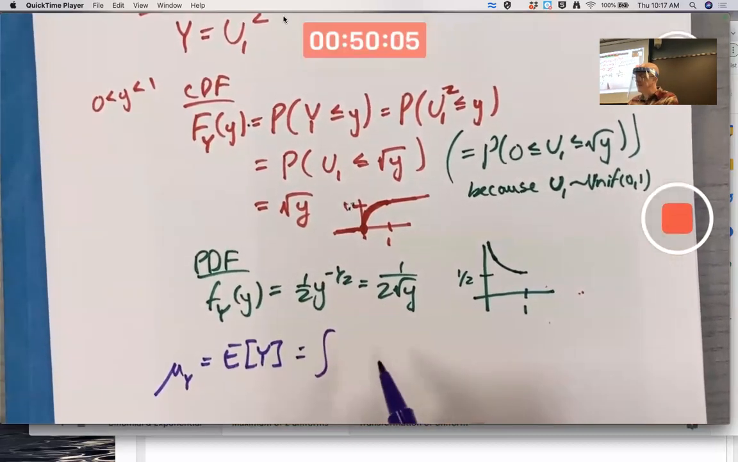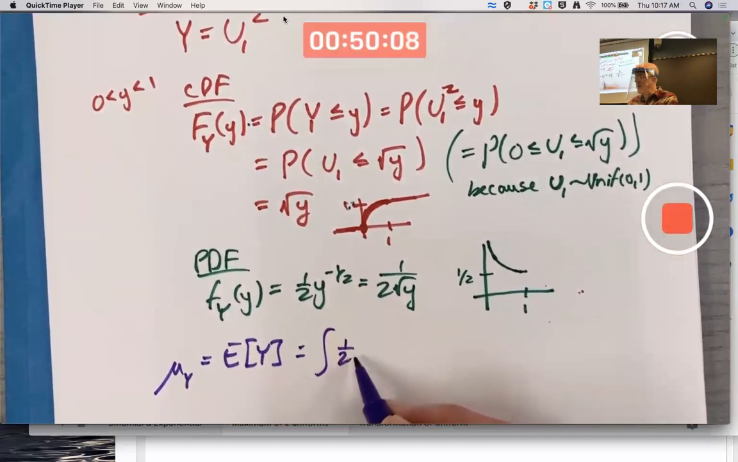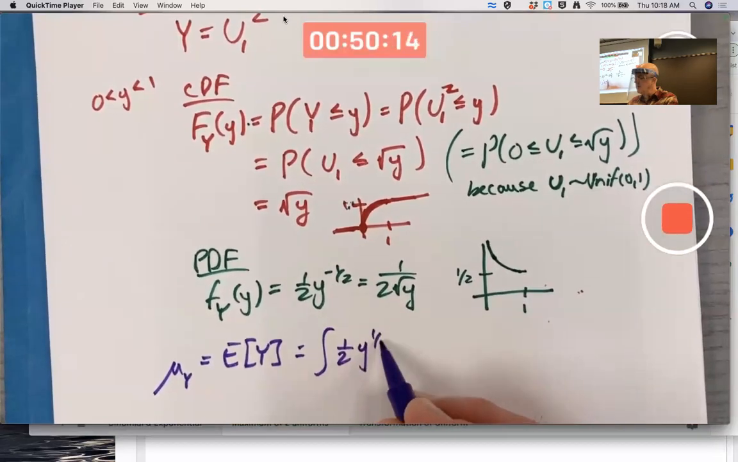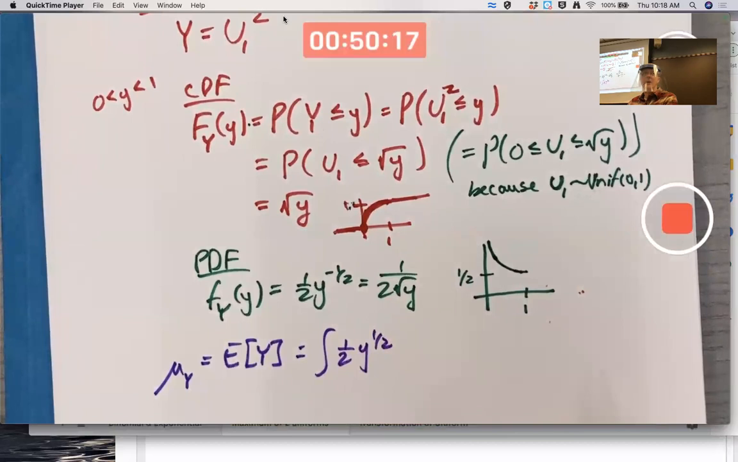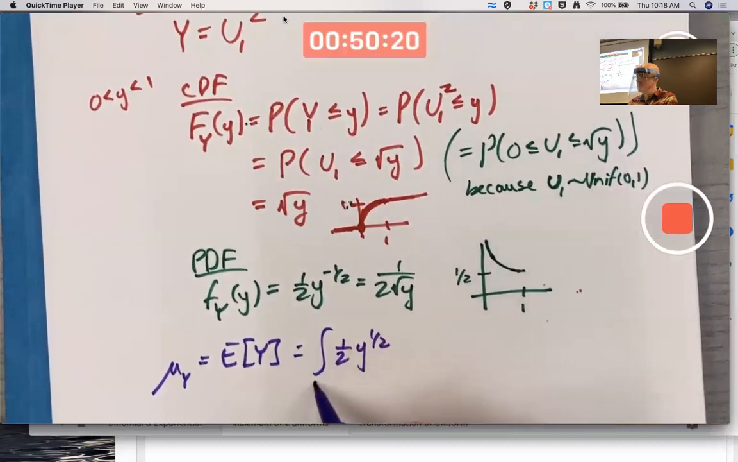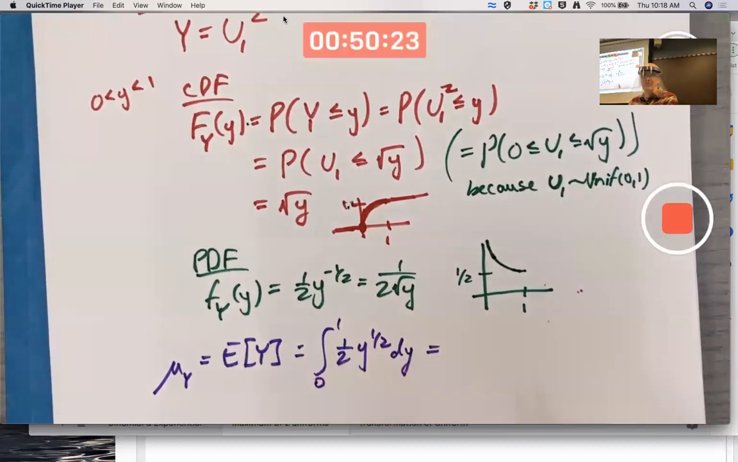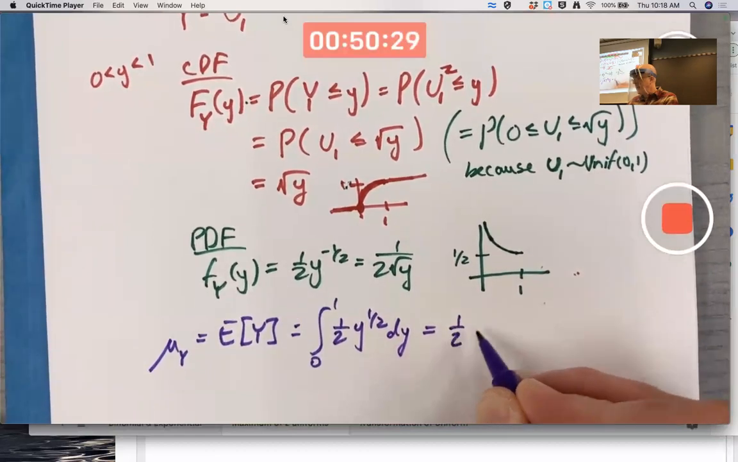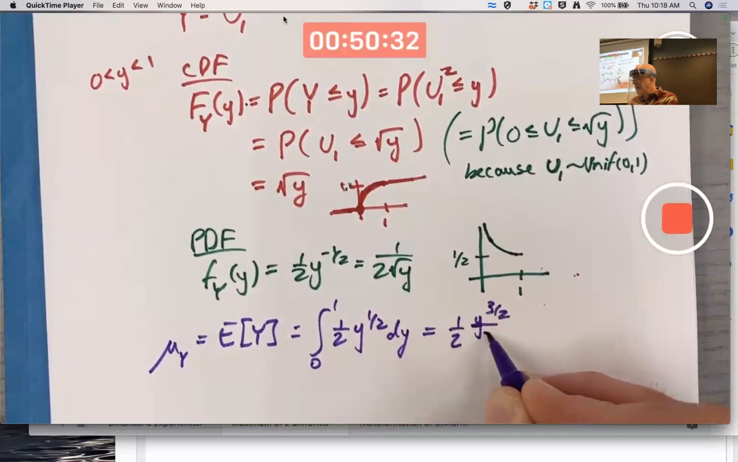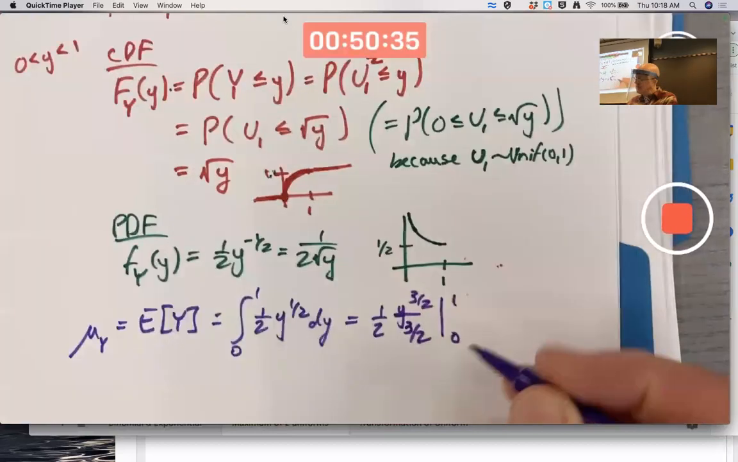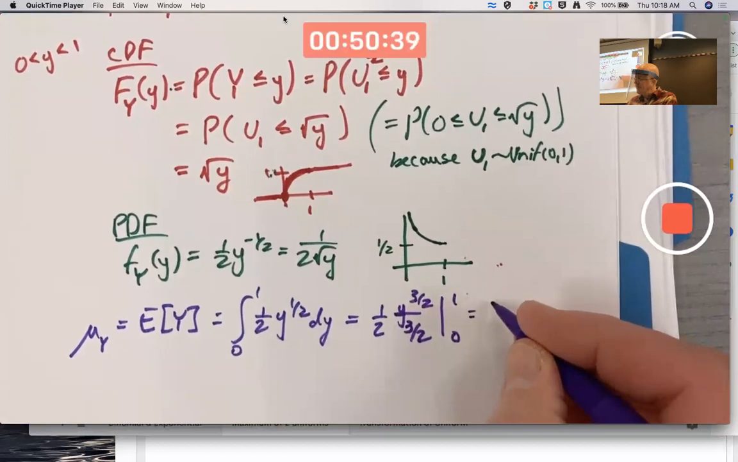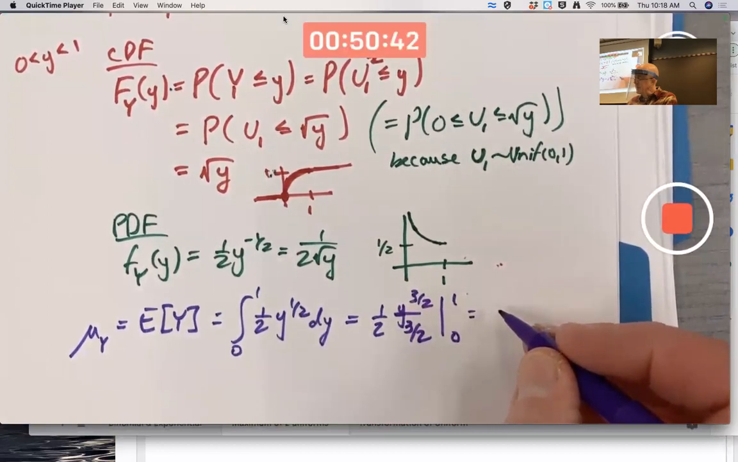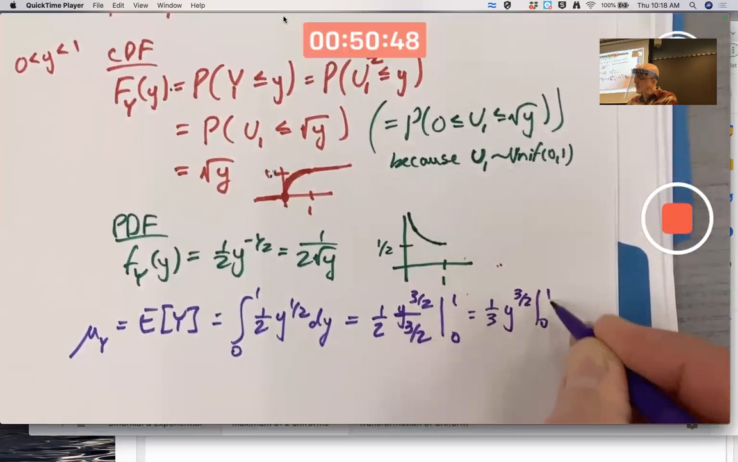Integrate y times the PDF, and then you actually get a proper integral. If you multiply this times y, you get 1/2 times the square root of y, because y divided by square root of y is square root of y. It's no longer an improper integral. You might wonder if you need to justify that this is okay. It is. Do the integral. Dividing by 3/2 is the same as multiplying by 2/3. 1/2 times 2/3 is going to be 1/3. Huh, okay. The answer is 1/3.